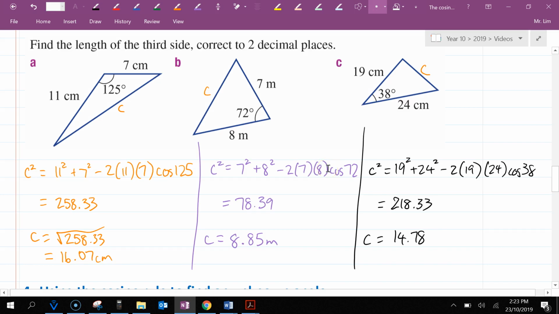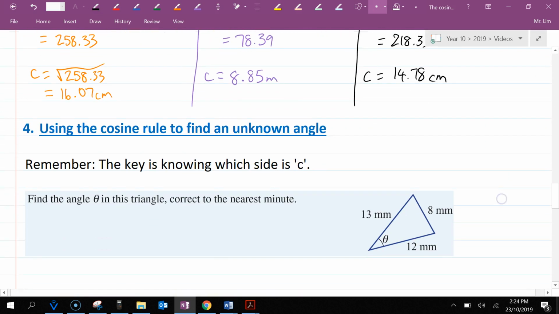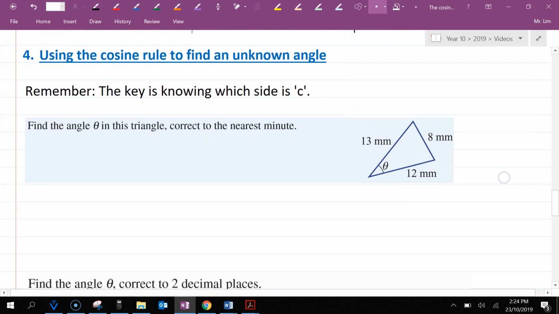Okay, so here are the answers for question B and C. In question B, the third side is 8.85 meters, and for question C, the third side is 14.78 centimeters. Okay, so now we know how to find an unknown side using the cosine rule. Let's have a look at how to find an unknown angle using the cosine rule.